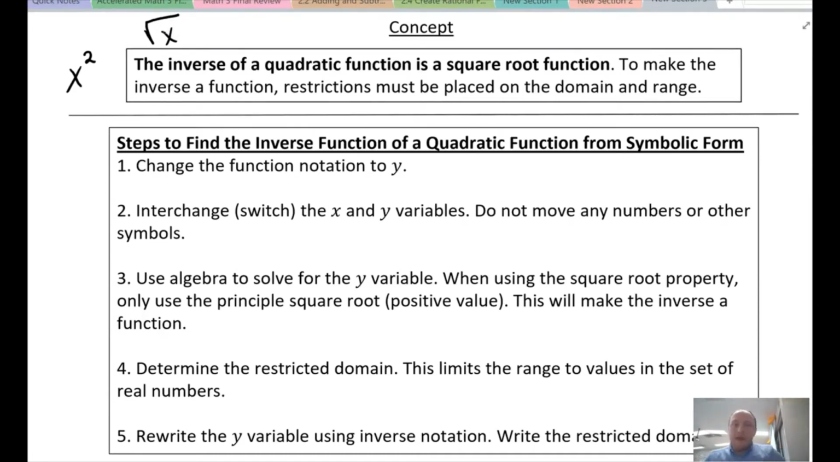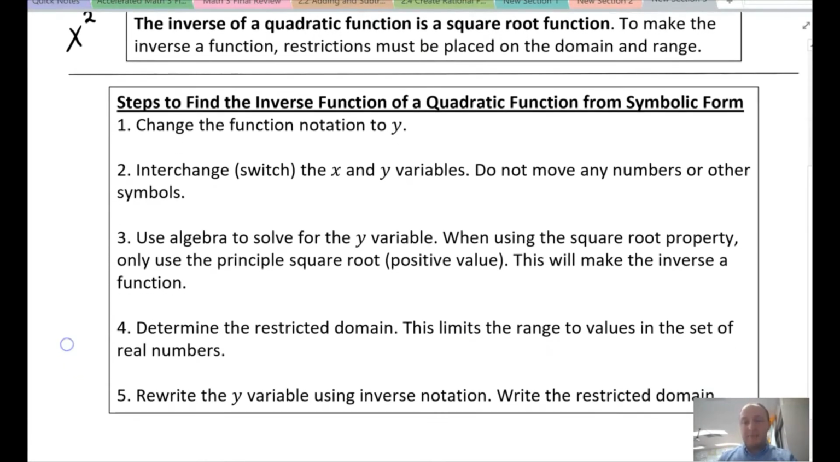Now, in order to make an inverse function specifically for a quadratic, we have to place restrictions on our domain and our range. So when we take the inverse, it is an inverse and it passes that vertical line test like we talked about in the previous lesson. So we'll go ahead and do that in step 4. So again, just to recap the steps in general, step 1, change the function notation to y. You got to go from f of x or g of x, make it into a multivariable equation. After we've done that, remember, how do I find the inverse?